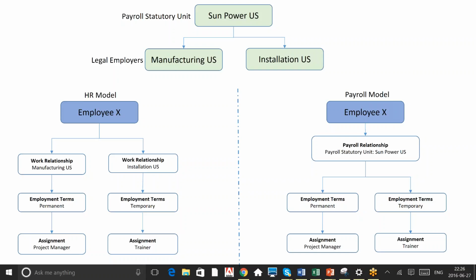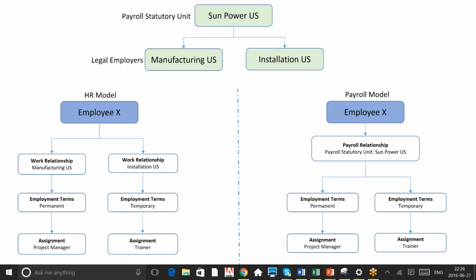But if you go for a proper implementation with proper analysis, because most of the time it is difficult to get the right information from the client, that is, who actually does the taxes for each of your legal employers. So instead of spending time on that kind of requirement gathering, we mark each of the legal employers as PSU. So the HR model and the payroll model look the same. If the employee has two work relationships, he will have two payroll relationships in that case.